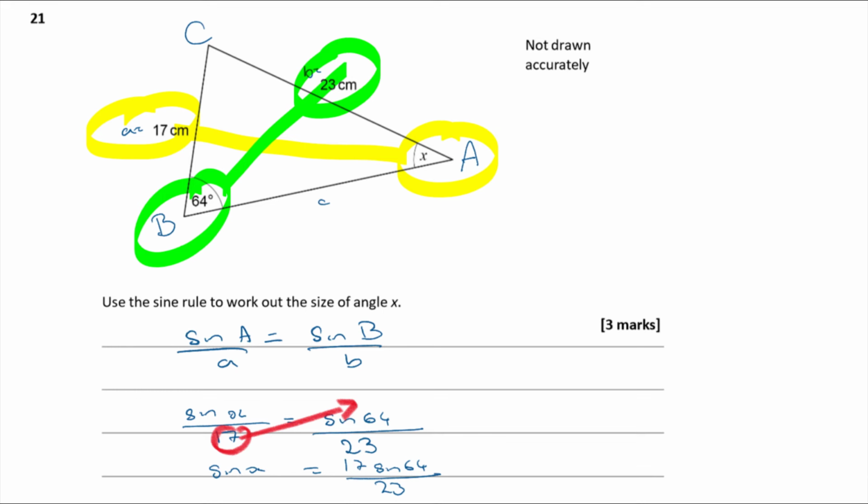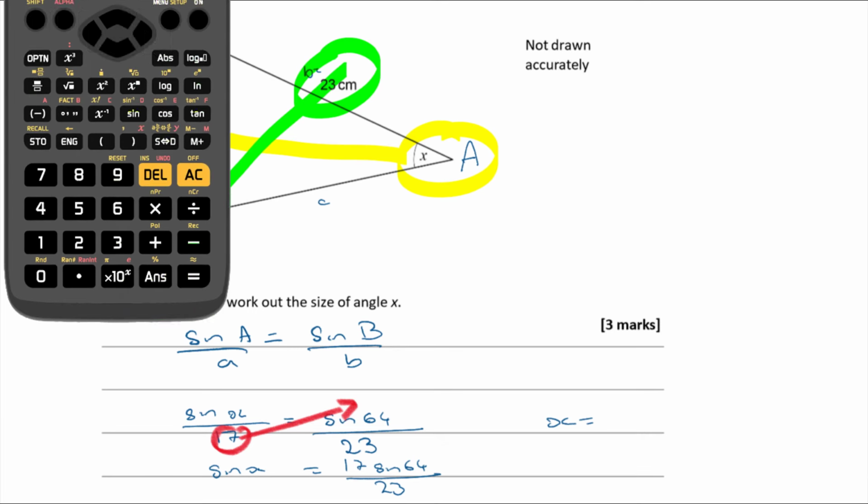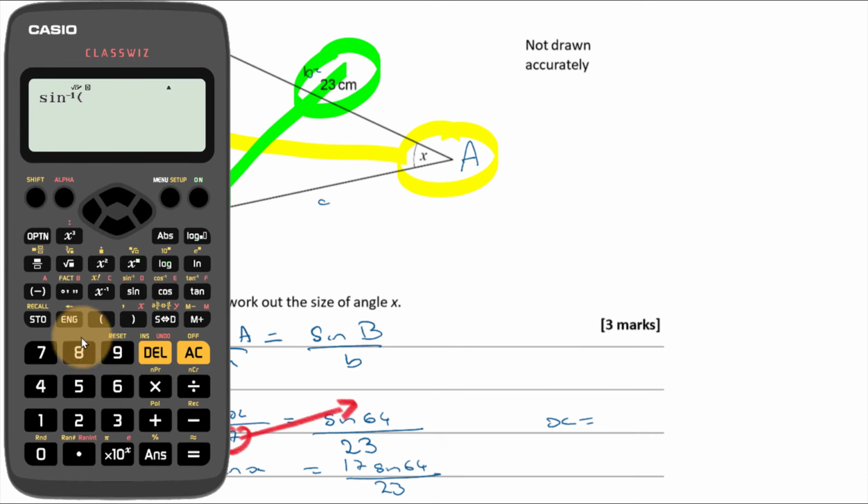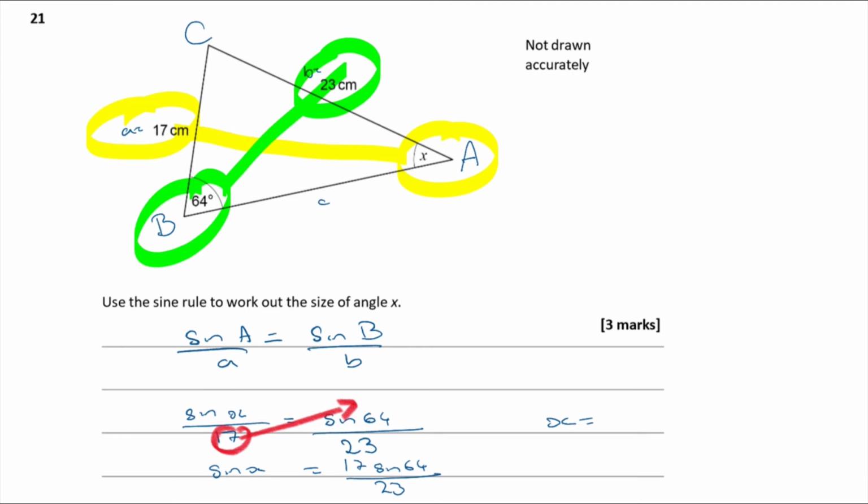Then I can just tap that into my calculator and use the inverse sine button to find x. So x is going to be equal to, I'm going to type into my calculator shift sine. I'm going to use the fraction key, so I can then put 17 sine 64 on the top. Close bracket there. Then I'm going to go down, and underneath I'm going to write 23, and I'm going to press right, and I'm going to close the bracket. So the inverse sine of 17 sine 64 over 23. And for me that comes out to be 41.6 degrees to the nearest tenth of a degree.